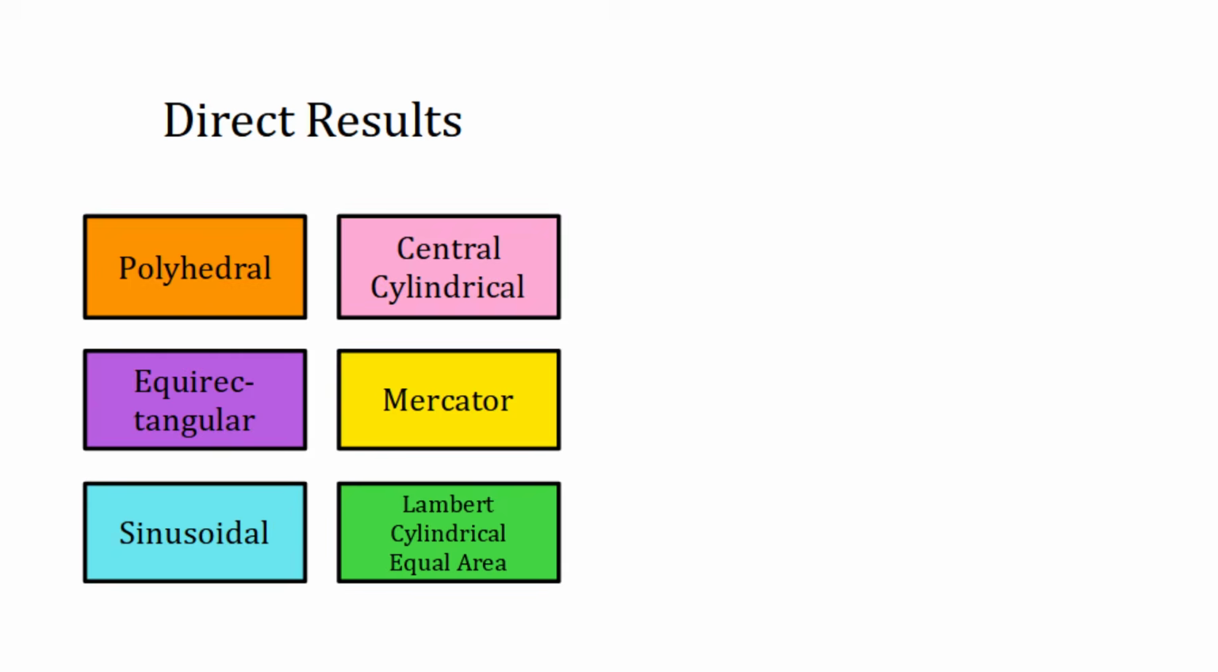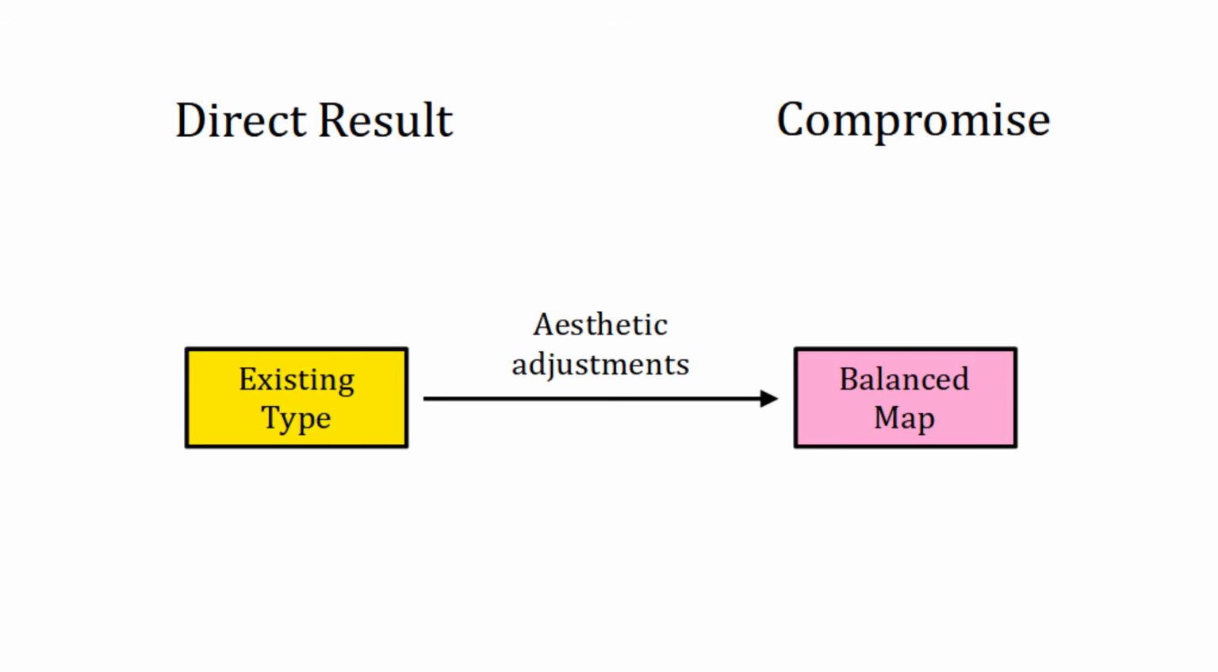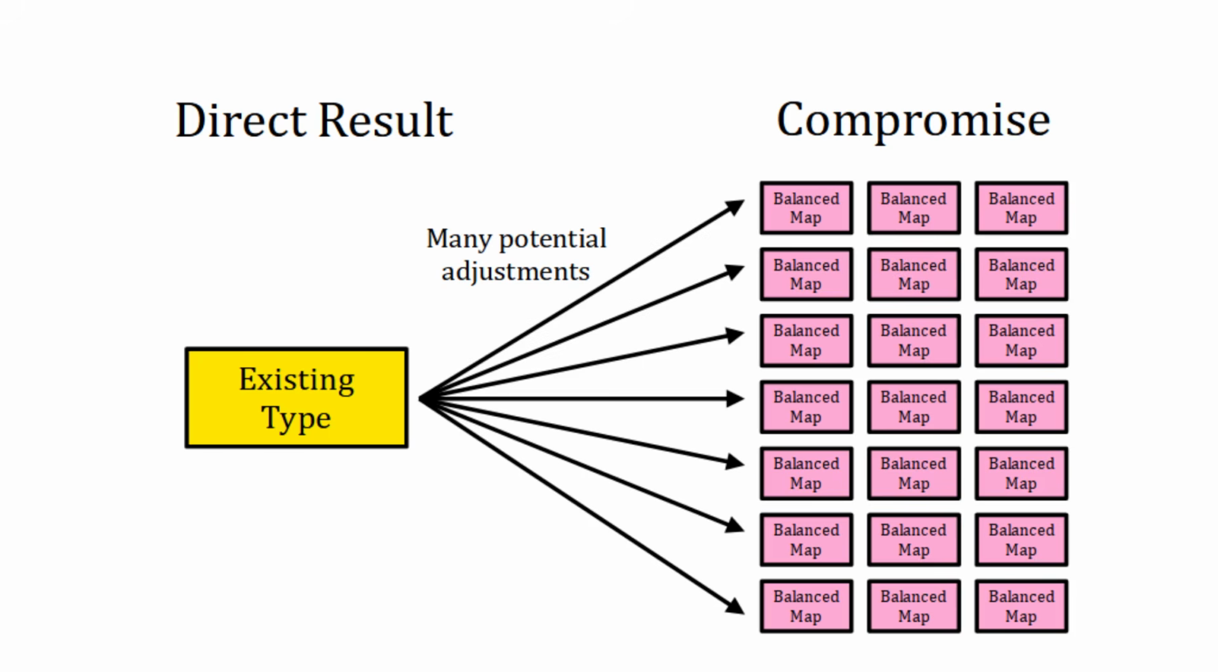So far, we've looked at direct results from several methods, but the most popular map style is actually the compromise style. This is when you take an existing type, usually the equirectangular, and make minor adjustments, usually emphasizing aesthetics. You can then end up with a well-balanced map. There are so many potential adjustments you can make, so I can't possibly cover every compromise map, but I will try to cover the most important ones.